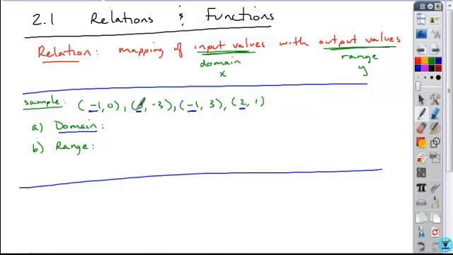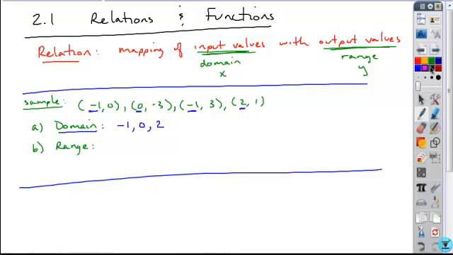Okay, so -1. If we have a repeated input, do we need to write it multiple times, or just the one time? Just the once. So in this case, we have this repeated input of -1, but we just write it one time. Then what would be the next highest number? 0, and then the final one, 2. So this is how you would type in your domain: -1, 0, 2.